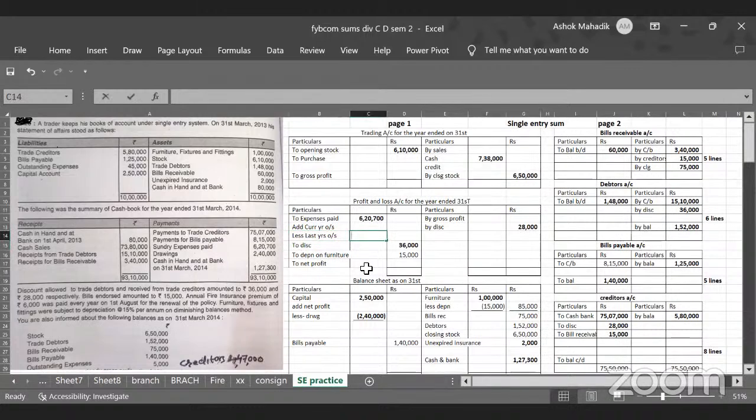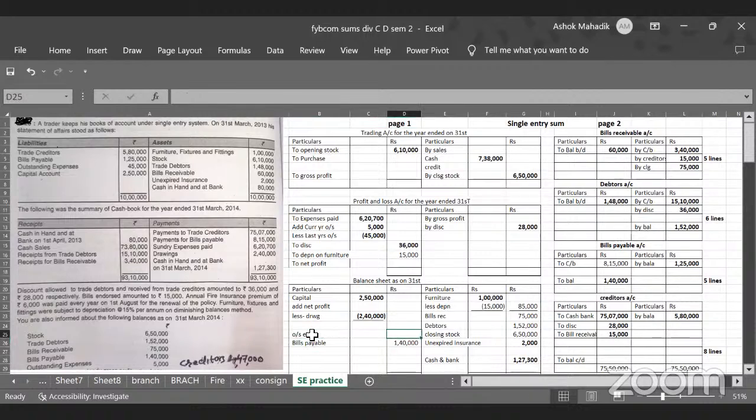How much it was? 45,000. And current year outstanding is current year's outstanding. We have to include that because our P&L is for this year. We have to add it. That's it. Now current year outstanding will be reflecting in our balance sheet. Outstanding expenses.